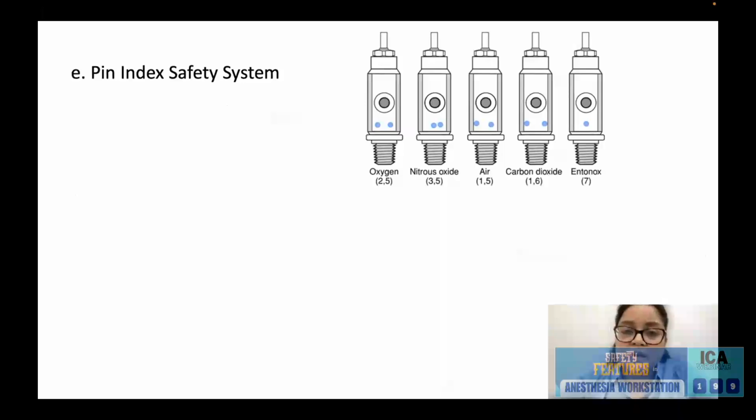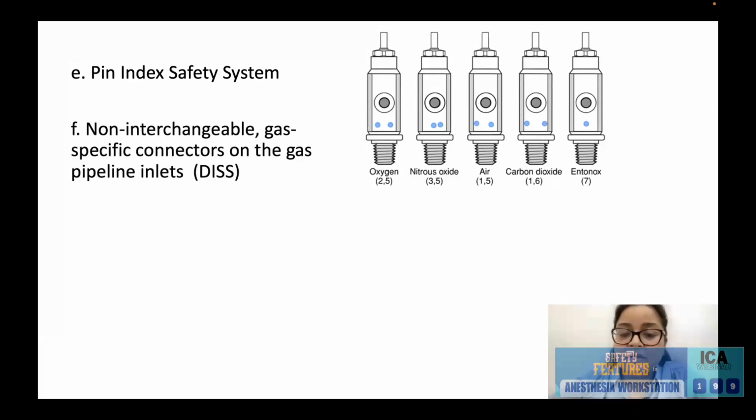Then comes the pin index safety system. As we all know, this is a very important safety measure, and it is needed to prevent mounting of a cylinder in an incorrect yoke, and thus prevent incorrect gas from being delivered to the patient. Different cylinders with different gases have different pin numbers. Like oxygen has 2,5, nitrous has 3,5, and so on and so forth.